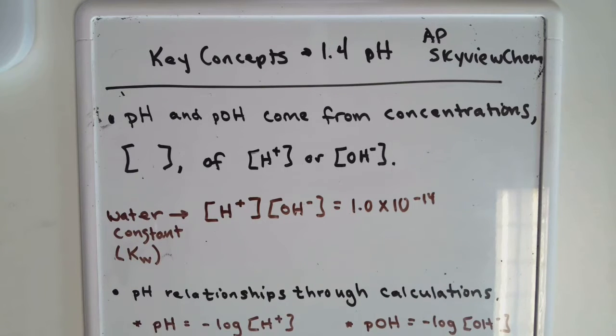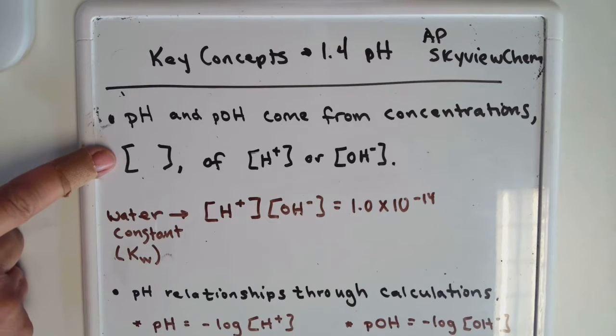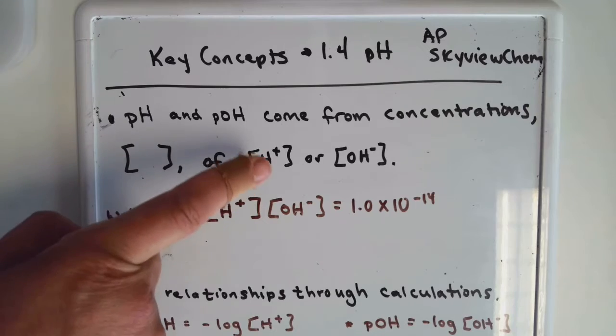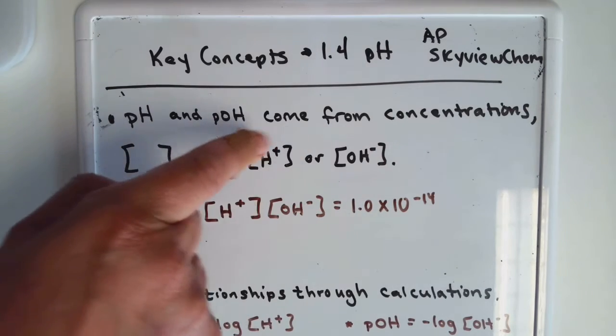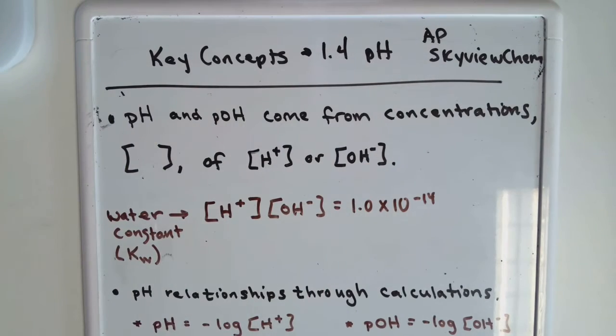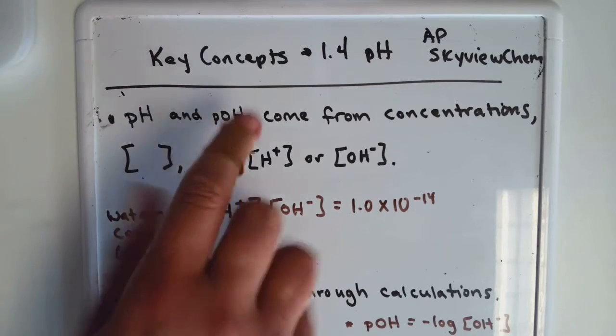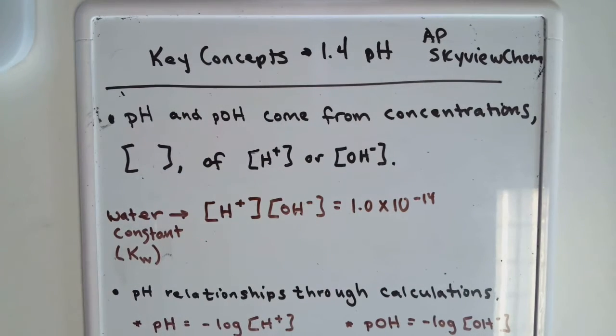So first thing you need to know is that pH and pOH come from concentrations, and concentrations are usually put in brackets and represent a molarity, moles over liters. And what we're finding the concentration of is hydrogen ions and hydroxide ions, or acids and bases. So we're going to get pH and pOH from those concentrations.